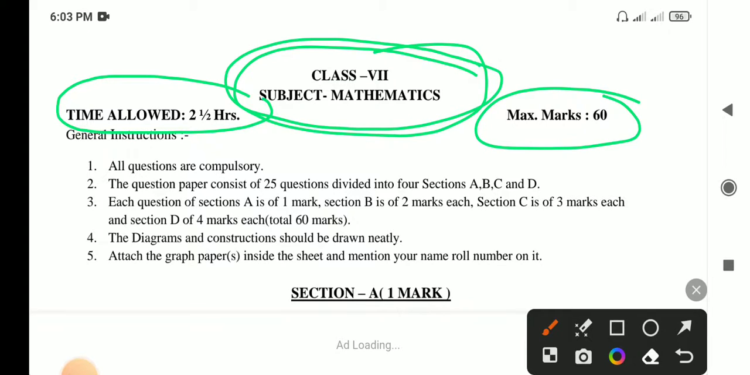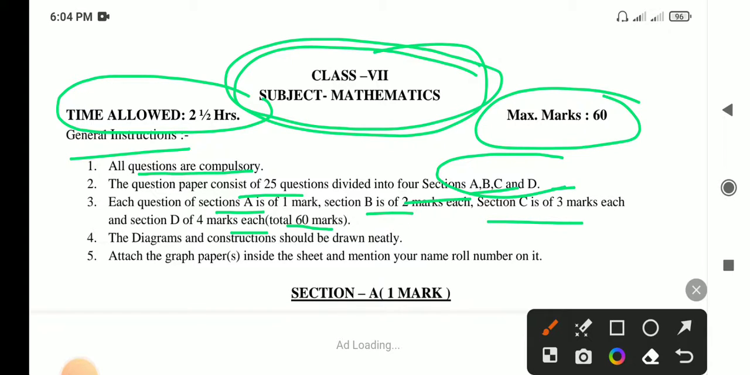General instructions: the first, all questions are compulsory. Yes, all questions are compulsory. The second is the question paper consists of 25 questions divided into 4 sections: A, B, C and D. Yes, in total there are 25 questions given in this question paper, which are divided into 4 different sections: A, B, C and D. Instruction 3, each question of section A is of 1 mark, section B is of 2 marks each, section C is of 3 marks each, and section D is of 4 marks each. Okay, total 60 marks.